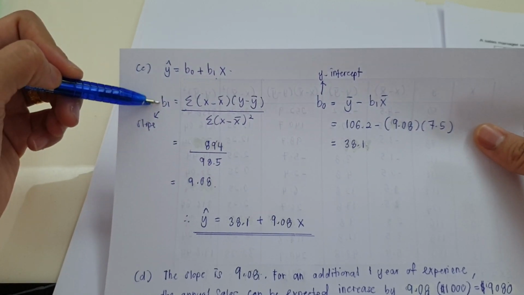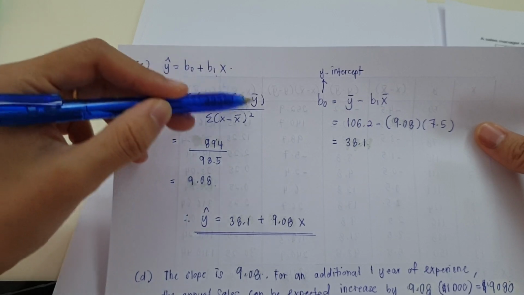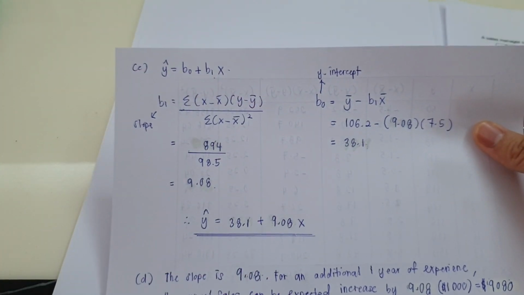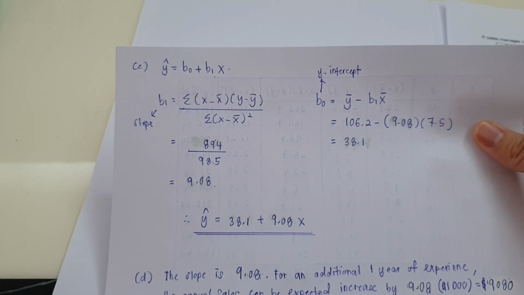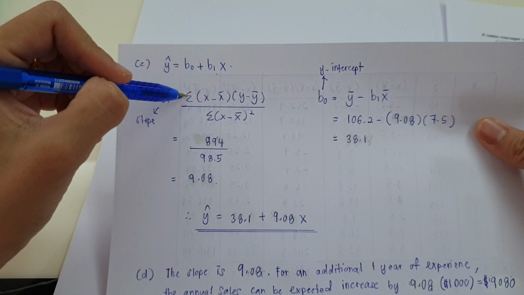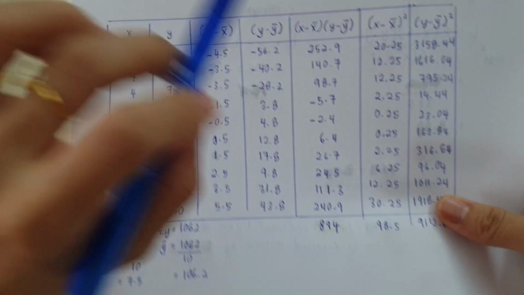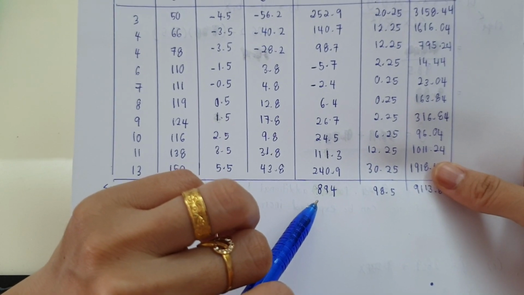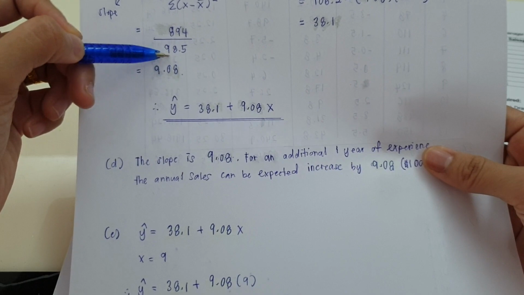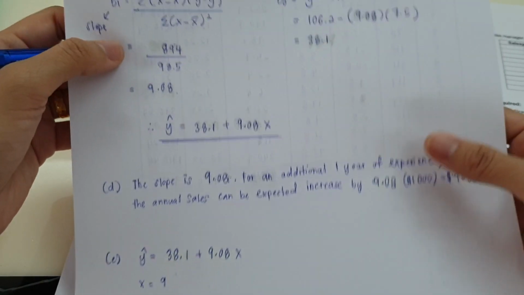First thing, you need to find the slope. B1 is the slope. This formula you can remember by your own, because it is very easy to remember. Now this value, the sum of this one, I got it from this one. You just take the value and divide it, and you will get 9.08.